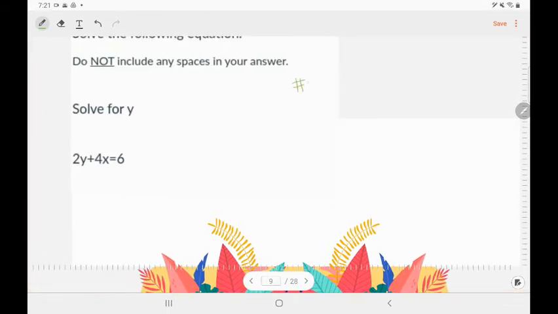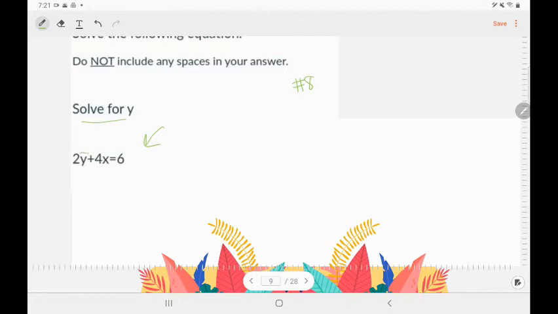For some reason, it cut off the instructions. I'm going to solve this equation, and I'm going to solve for y. Notice this equation has more than one variable. So if there is more than one variable, remember your answer is also going to have more than one variable. I want to solve for y.